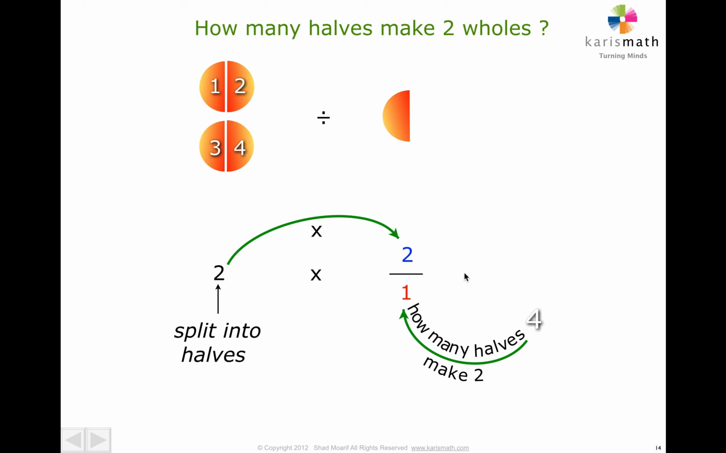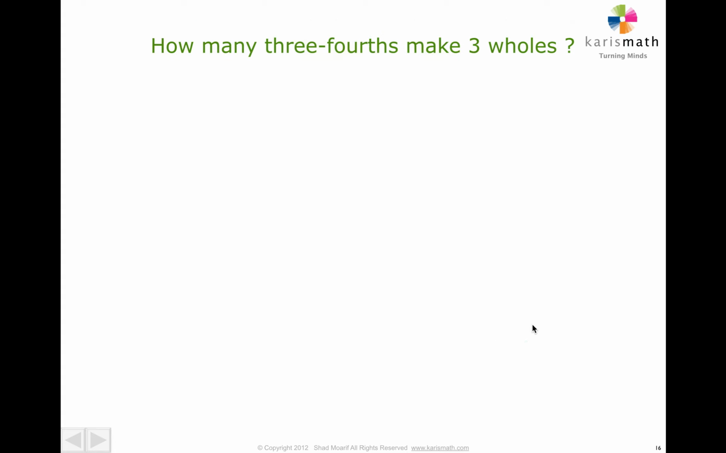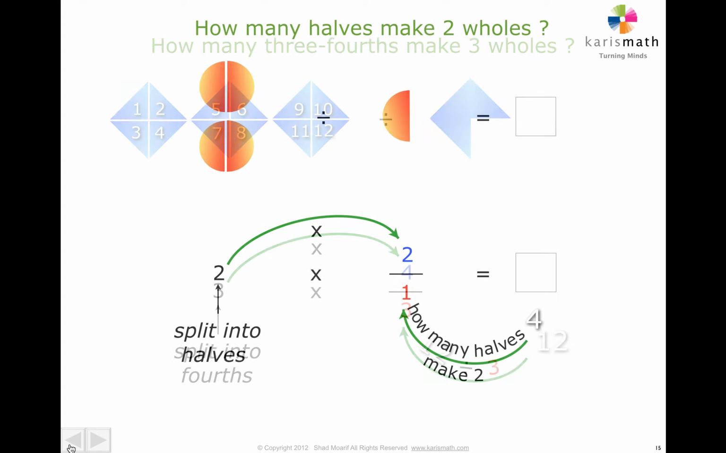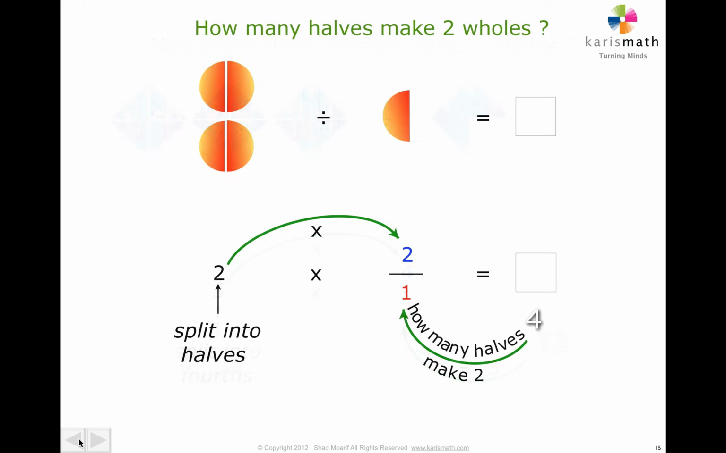So it's like asking how many halves make 2 wholes. How many halves make 2 wholes is the same as how many halves make 4 halves. So 4 divided by 1 is 1, 2, 3, and 4. That's 4 divided by 1, which is 4. Notice. So how many halves make 2 wholes? 4 halves make 2 wholes. Now this is turning out to be more and more like common sense.